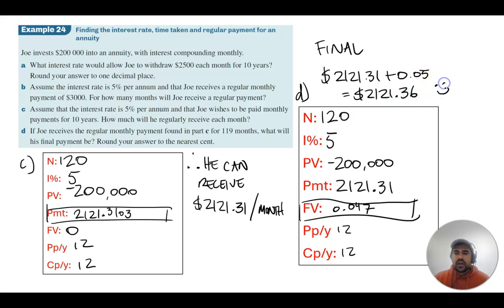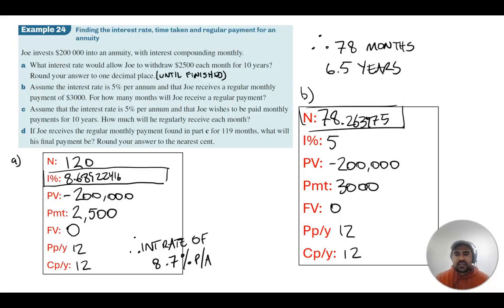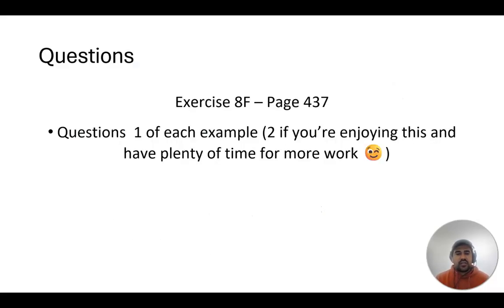All right, trying to make sure that this is under 15 minutes. Yep. And those are your questions there. Do one question of each example, and if you want to do 2 of each example, you're more than welcome to, if you have plenty of time for work. Best of luck with this.